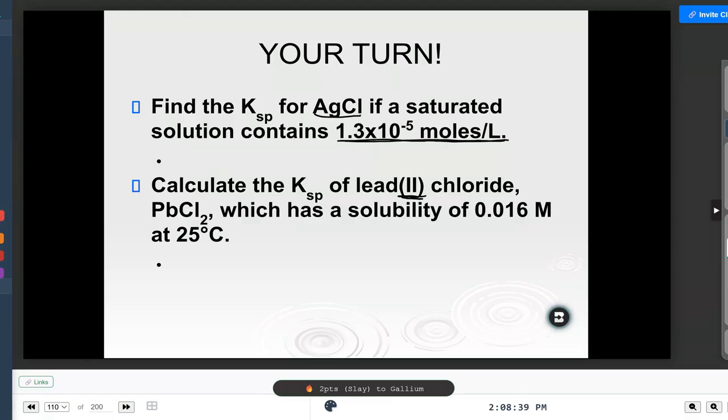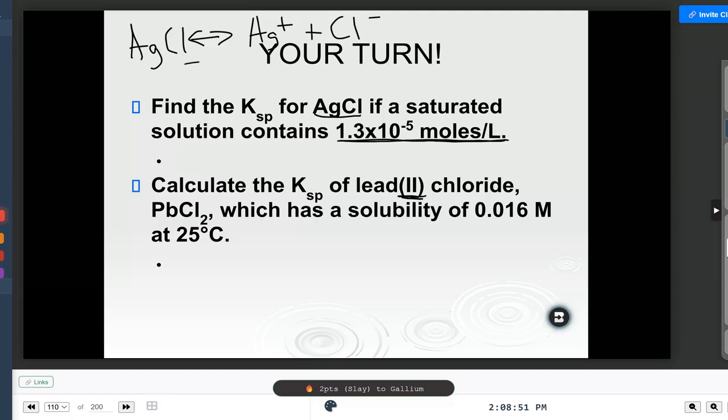They sure do. Why? Because for every one AgCl that breaks up, it breaks into one of these Ag plus and one of these Cl minus, right? So whatever the concentration of this is, it's also the concentration of those. So if I had two of these, I'd have two Ags and two Cls, right? So whatever that number is there is going to be the same as the number that you have for the other two, for this one. Now for the next one, it's going to be a little bit different.